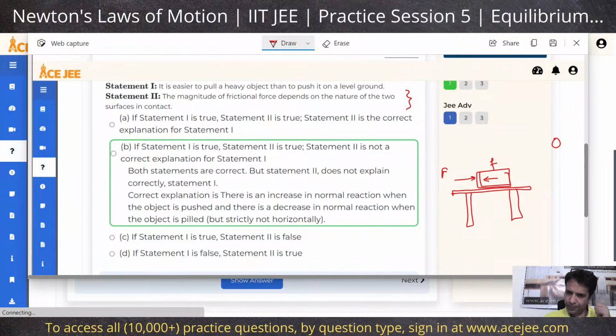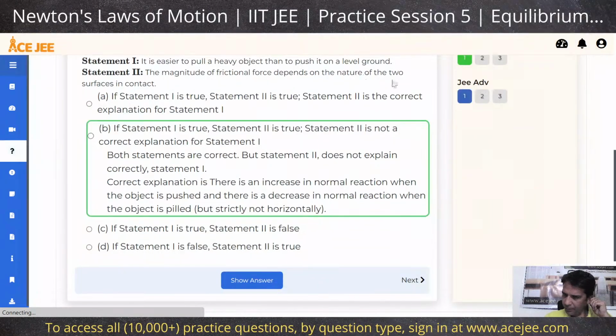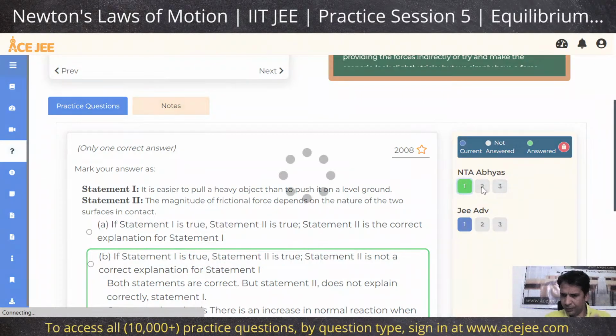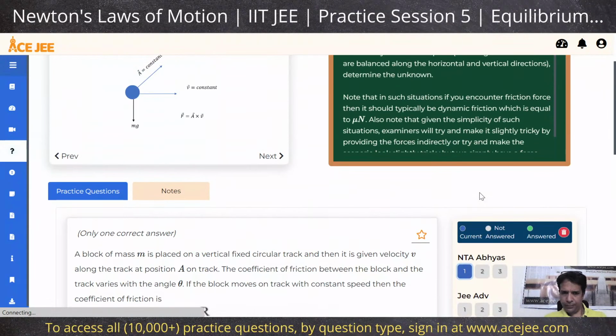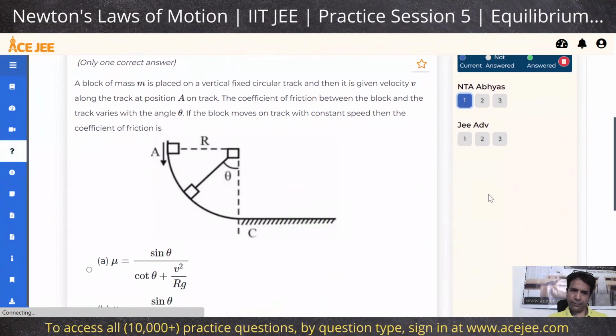In any case, let's move on. Concepts are clear, no, beta? We have another few minutes, so let's solve this one. We have to figure out the coefficient of friction as a function of angle theta.